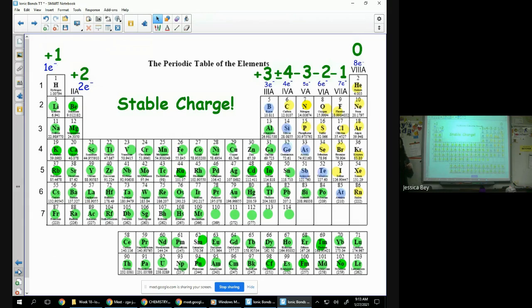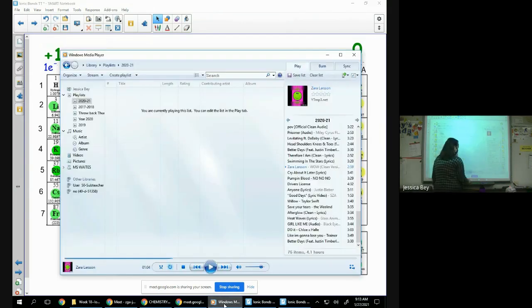So go ahead, use your periodic table, answer a few of these. I'm going to come around, see how we're doing. And then we're going to move forward into the new information today. So I'm going to put the music on quietly, see how it's going.